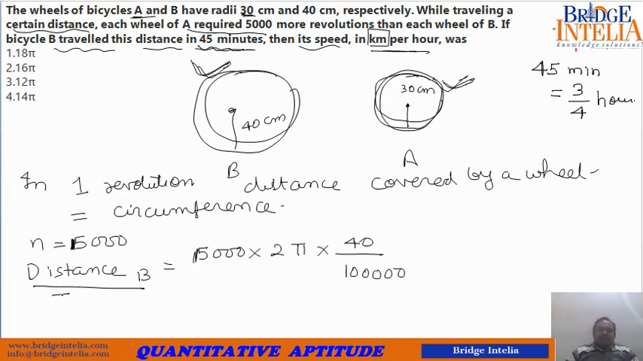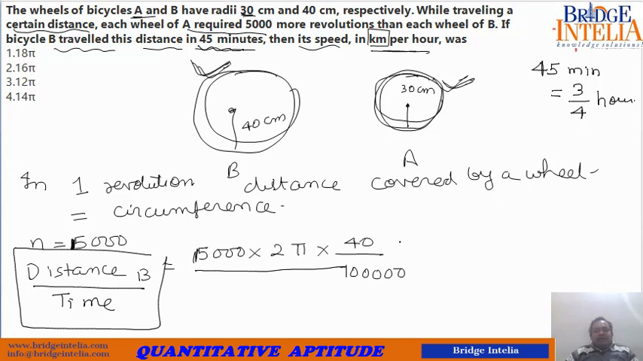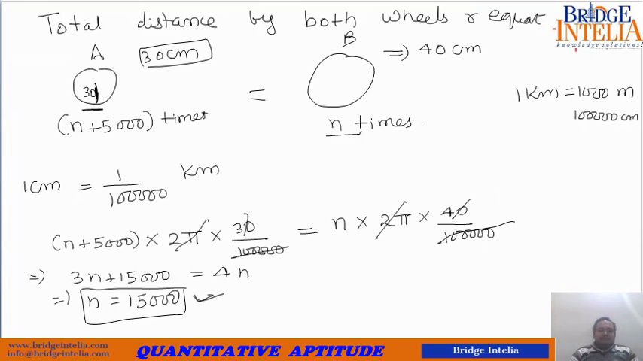So distance by time will give you the speed of B. So divide this by time. Time is 3/4. So this 4 will go and get multiplied here. So let's solve this. You will get the value. Let's find the final value.